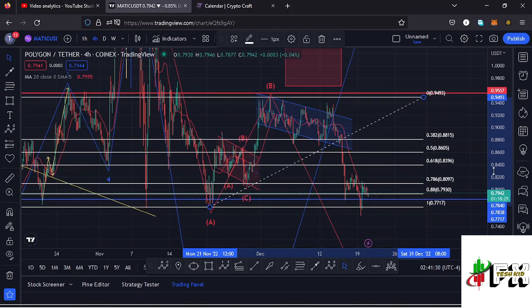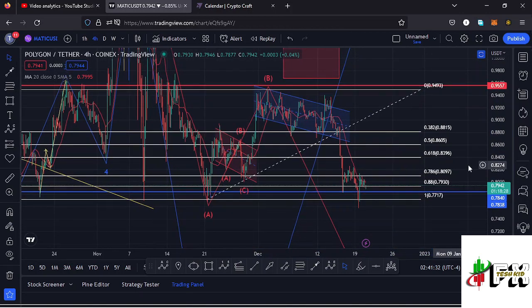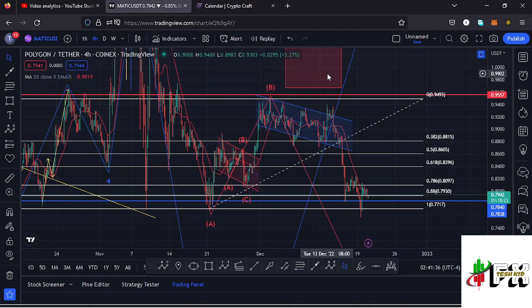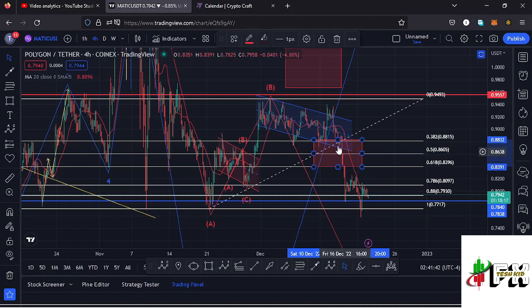There's a target area using the Fibonacci's that we needed to hold for us to still say that we're in the formation of this wave B to the upside, and that is between the fib level 0.382 and the fib level 0.618, which perfectly lies between the $0.88 mark and the $0.83 mark.